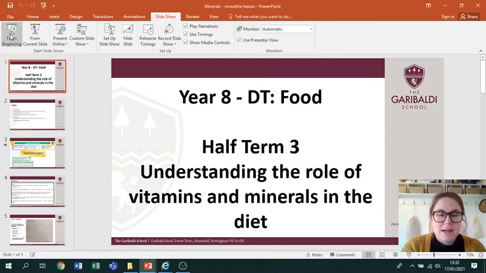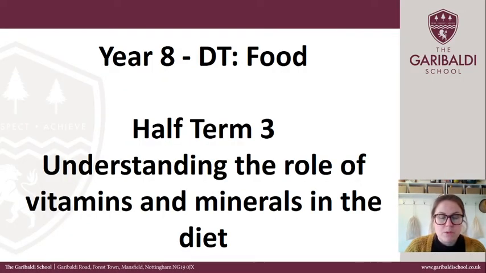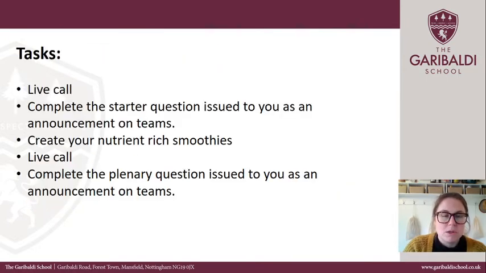Lesson is kind of carrying on from what we have been doing over the last couple of weeks. So understanding the role of vitamins and minerals in the diet, and today we're specifically looking at minerals.